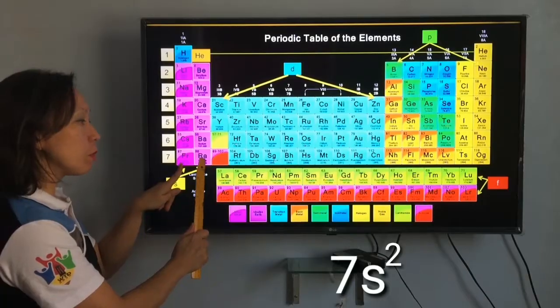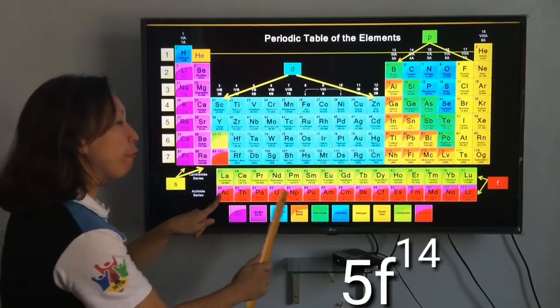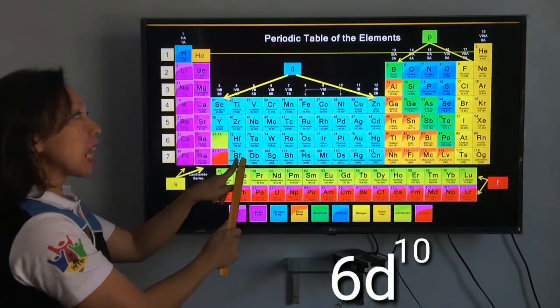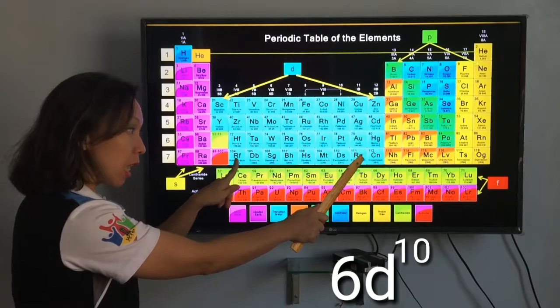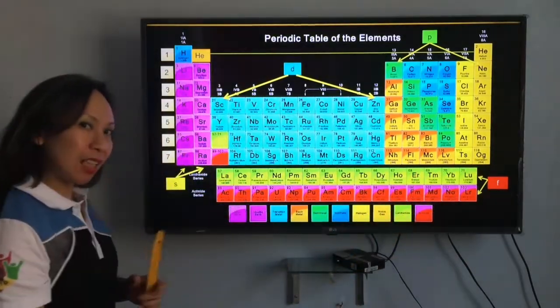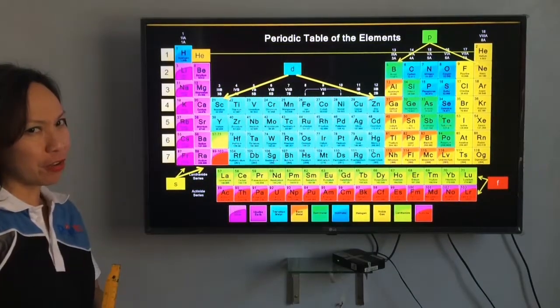Okay, so let's move on to the last main energy level. We have 7s2, go down, 5f14, go up, 6d10 and 7p6. So that's the way that you have the arrangement for electron configuration.